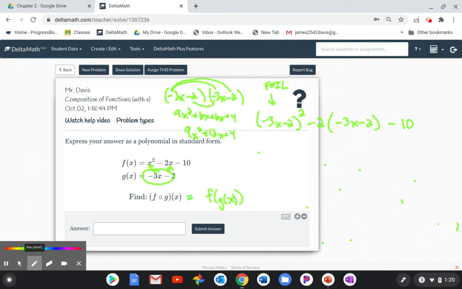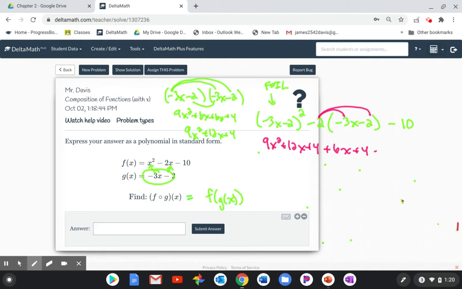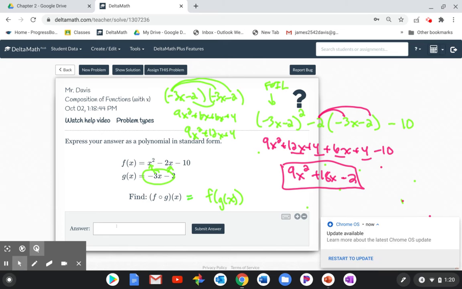So that's our first term: 9x squared plus 12x plus 4. With this next one, we have to distribute through here. That gives us plus 6x plus 4 minus 10. And then from this point, we're going to just combine like terms and reorganize it. Keep the 9x squared first. We then have 12x and 6x gives us 18x. 4 and negative 10, well, 4 minus 10 is negative 6. So that's going to be our final answer. And we can go ahead and type that in.